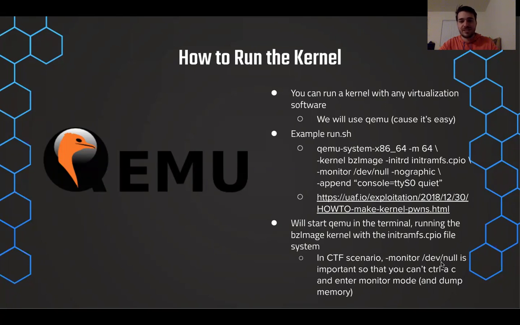This -monitor /dev/null is important because there's a mode in QEMU called monitor mode, where if you press Ctrl+A and then type C, you'll enter a mode where you can dump all of the memory of the running kernel. So if there's a flag in the file system that you can't read, you could just dump memory until you find that inode and find the flag data. You don't actually have to exploit the kernel at all if you have monitor mode.